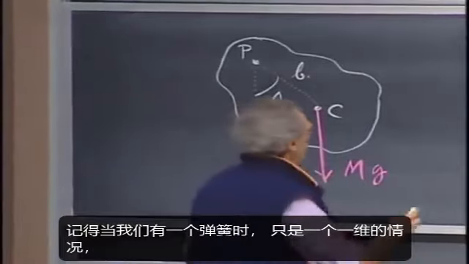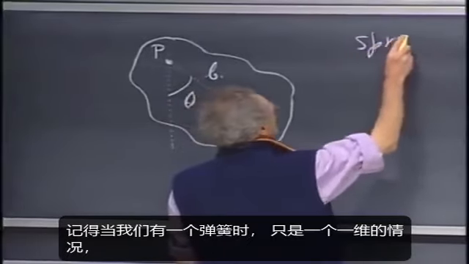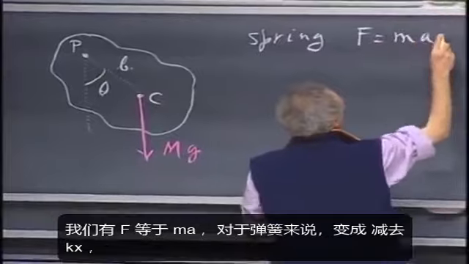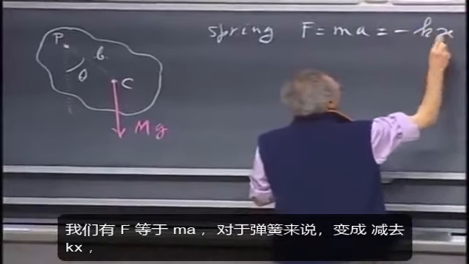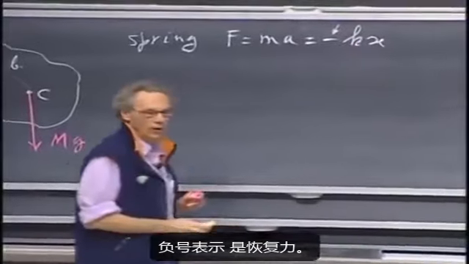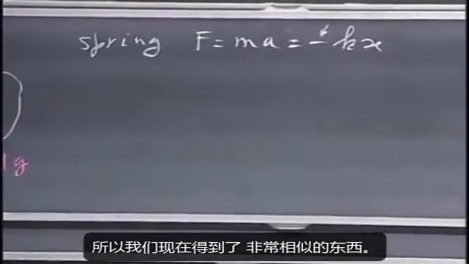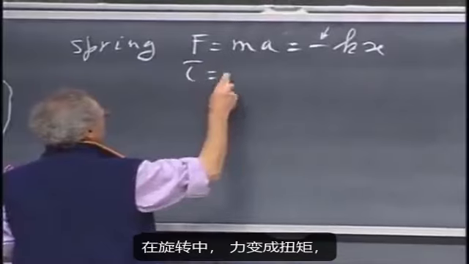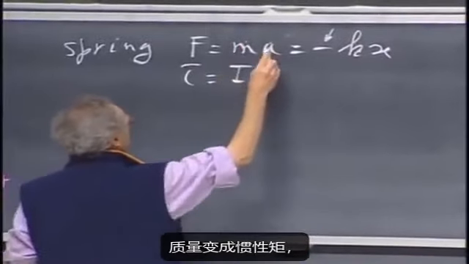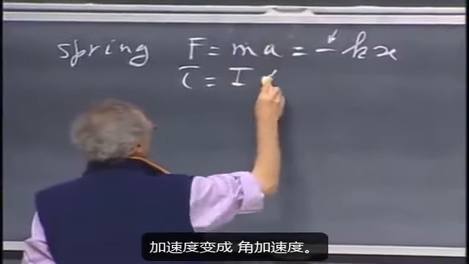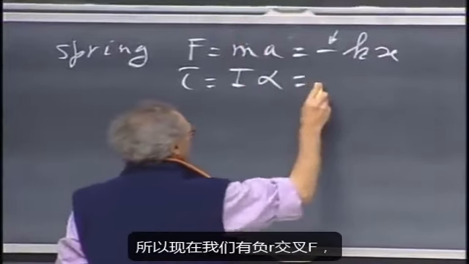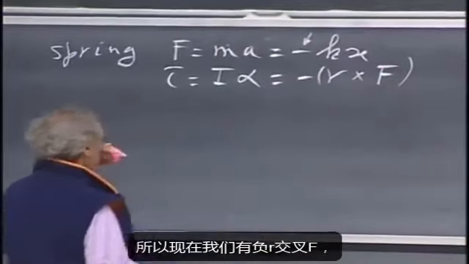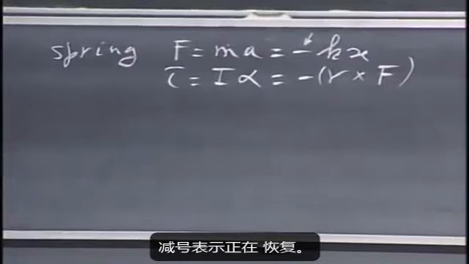Remember when we had a spring, just a one-dimensional case, we had F equals ma, and that for the spring became minus kx, and the minus sign indicates that it's a restoring force. So we now get something very similar. In rotation, force becomes torque, mass becomes moment of inertia, and acceleration becomes angular acceleration. So now we have minus r cross F. And the minus sign indicates that it is restoring.